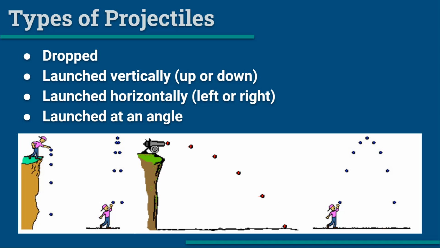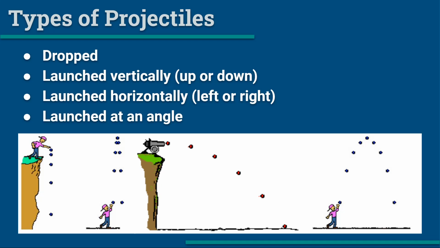Okay, so we have different types of projectiles: things that are dropped, things that are thrown upward or downward, that they're launched vertically, things that are launched horizontally, like this cannon right here that's firing this cannonball horizontally off the edge of a cliff, or things that are launched at an angle, where you have something like this boy throwing the ball that's up and forward.